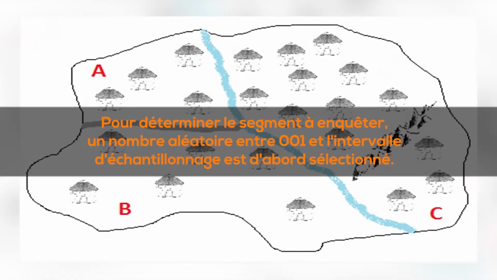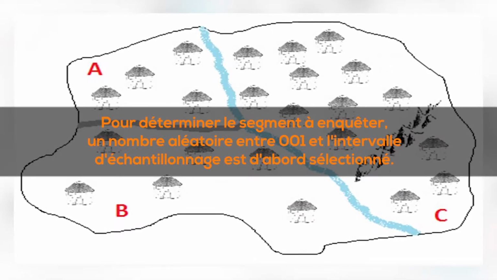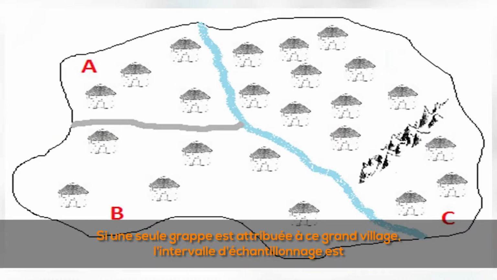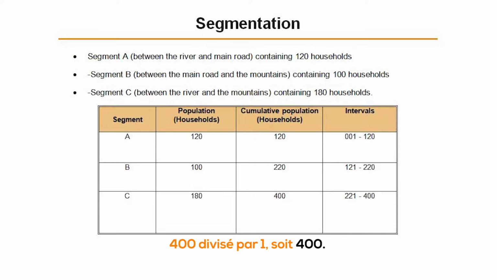surveyed, first, a random number is selected between 1 and the sampling interval. The sampling interval is the total number of households in the village divided by the number of clusters assigned to this village. If one cluster is assigned to this large village, then the sampling interval is 400 divided by 1, so that sampling interval is equal to 400.